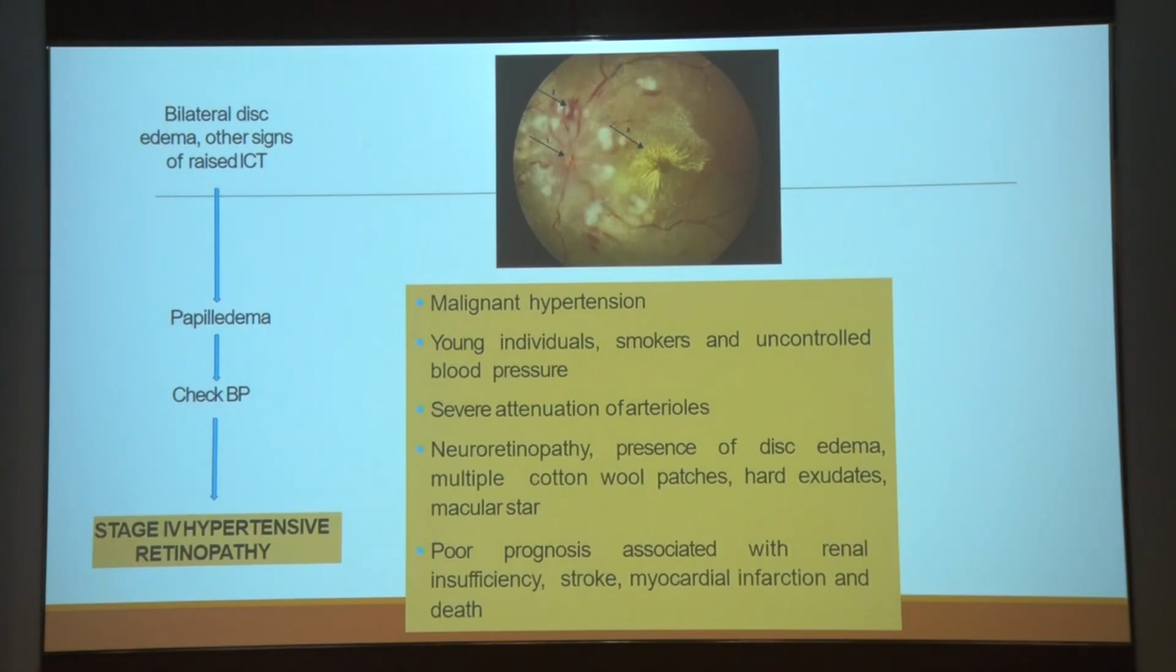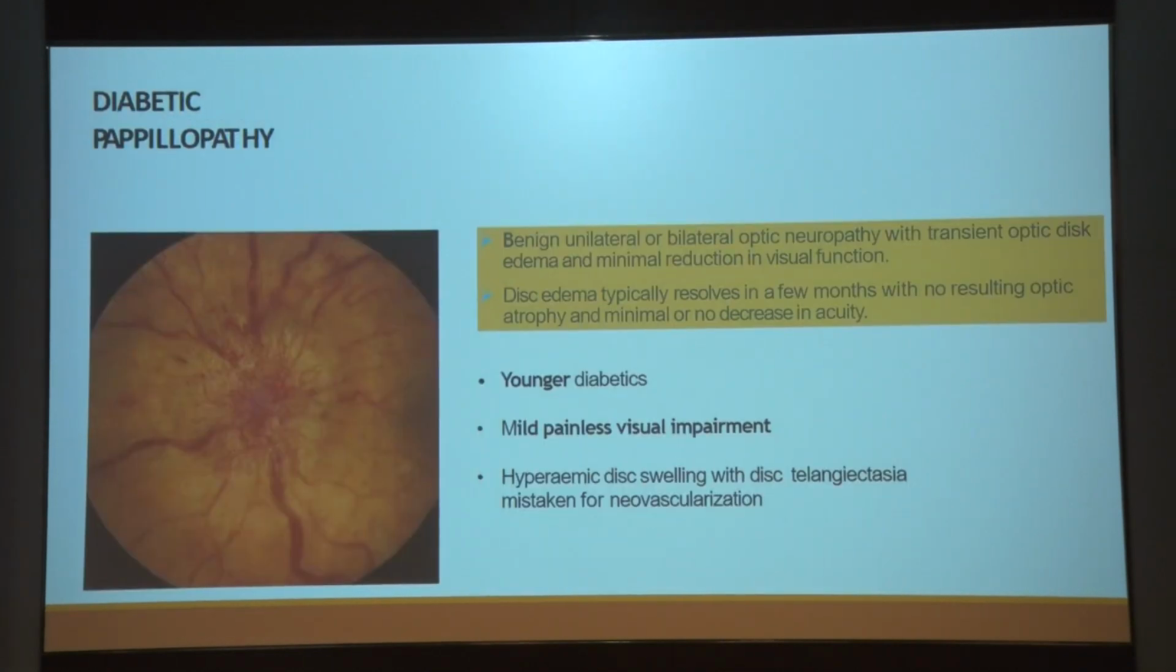Then coming to another case, here you see that this patient had bilateral disc edema, but what is unique is that you see a lot of cotton wool spots and extensive hard exudates. So this goes more in favor of raised blood pressure, because there is presence of hypertensive retinopathy as well. So it's important when a case of papilledema comes to you, especially in a young patient, also get the blood pressure checked.